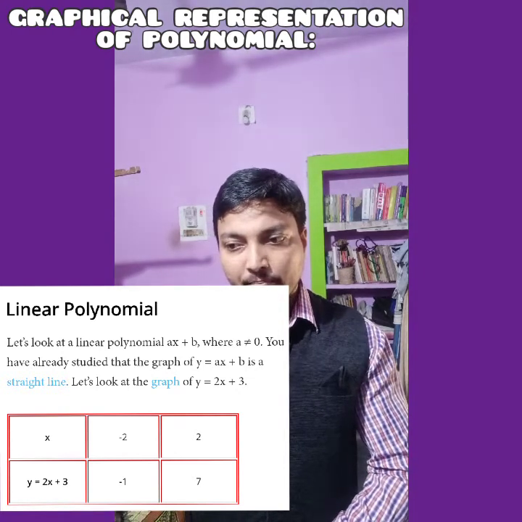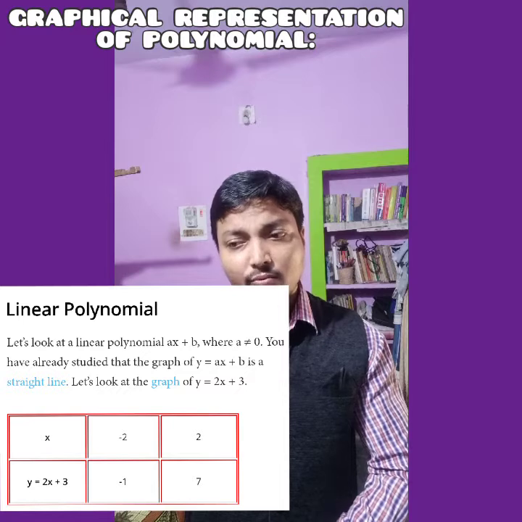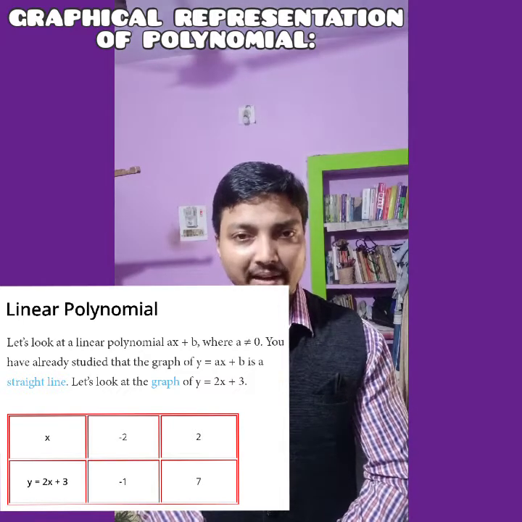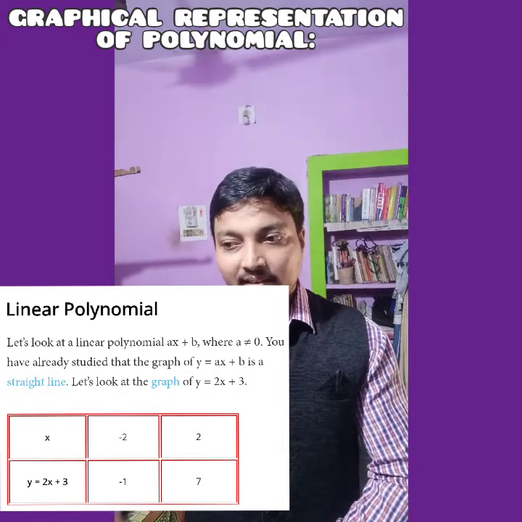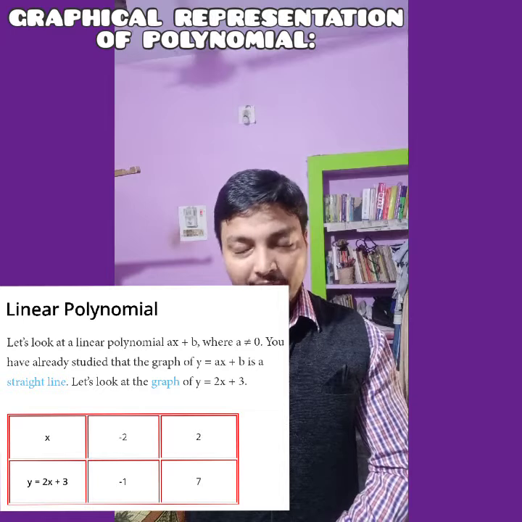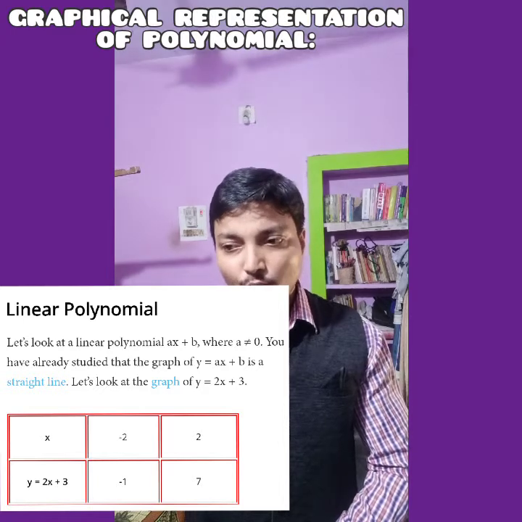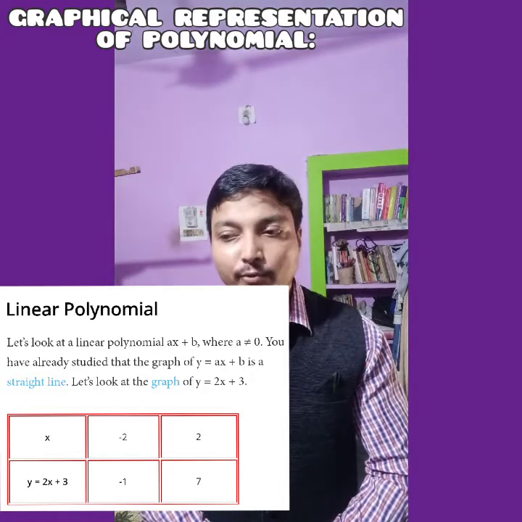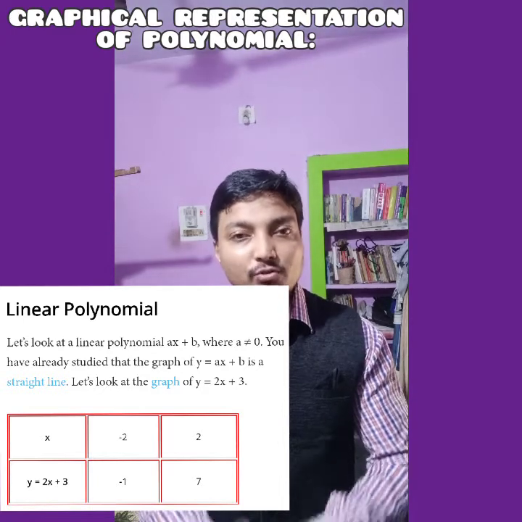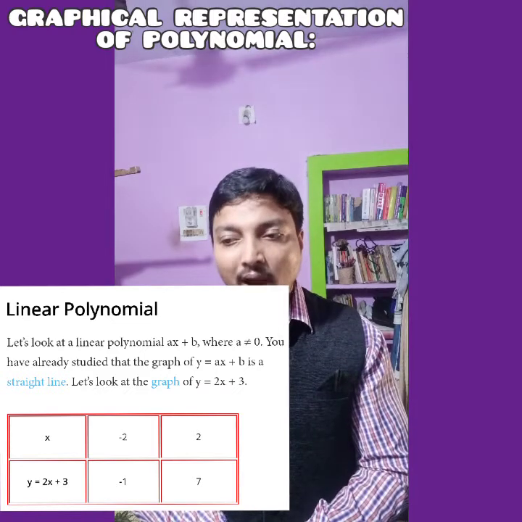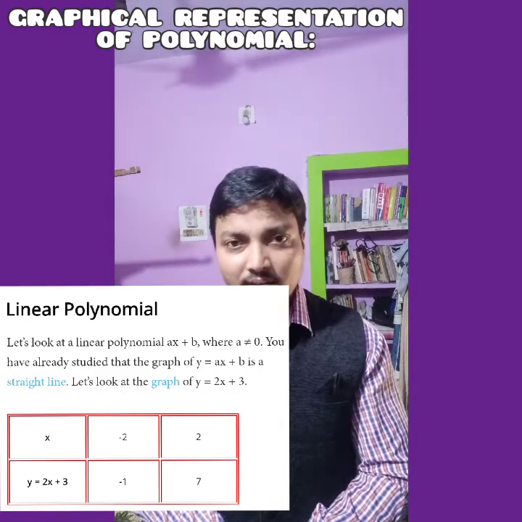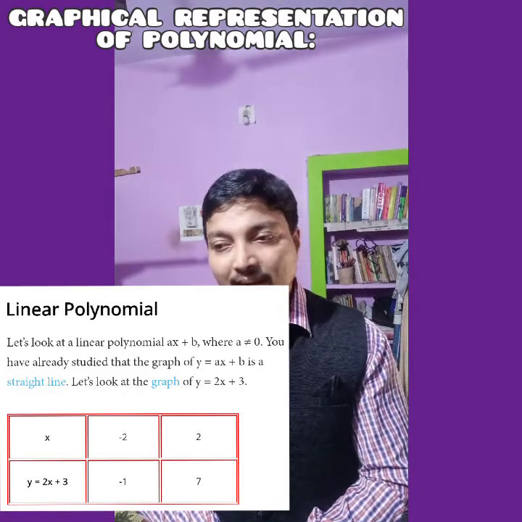So for x equal to minus 2, we got the value of y as minus 1. And when we took x equal to 2, once again we got the value of y as 7. It means we got two different points. One point is minus 2, minus 1, and another point is 2, 7.